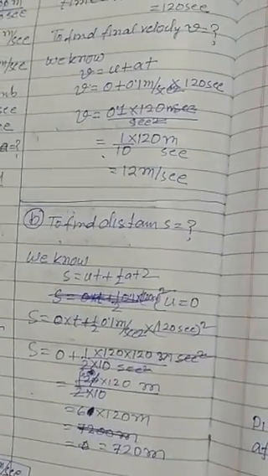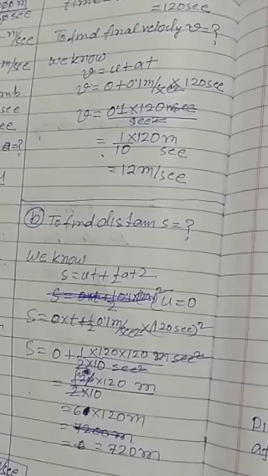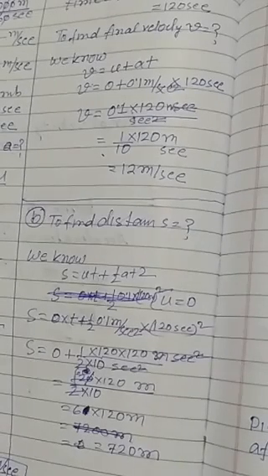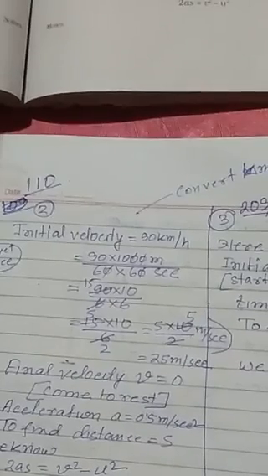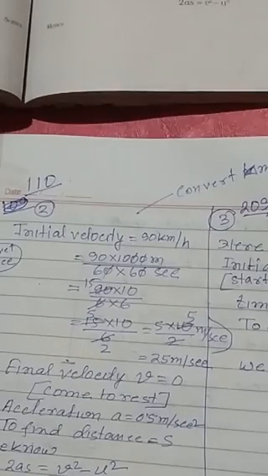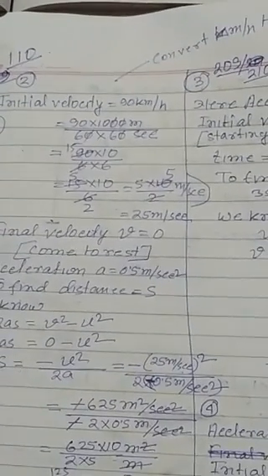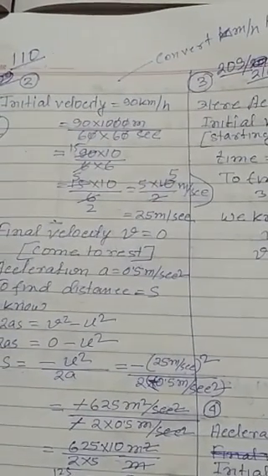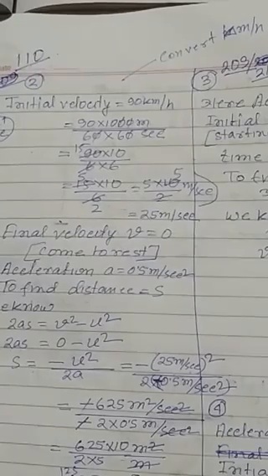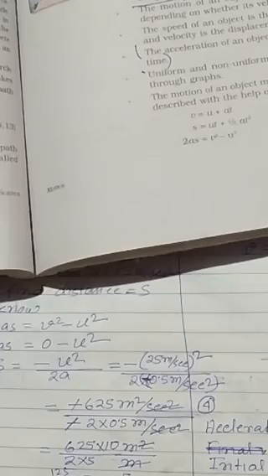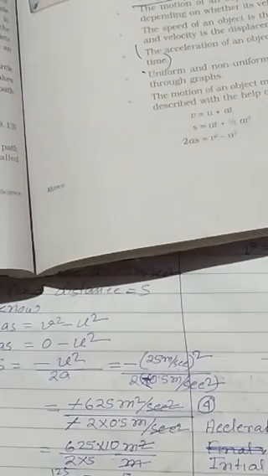In part b, find the distance. S equals ut plus half at square. We put in the values and find 720 meters. This is the distance. Page number 110, question number 2. Initial velocity is 90 km per hour. We convert it into meters per second, which is 25 meters per second. The bus comes to rest. Here the brake is applied, producing a retardation, and the bus is brought to rest.